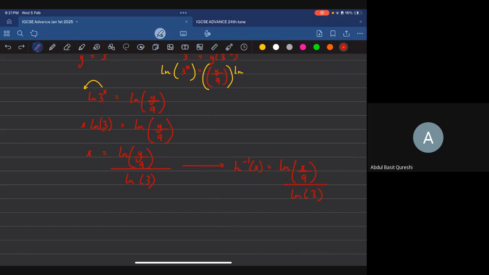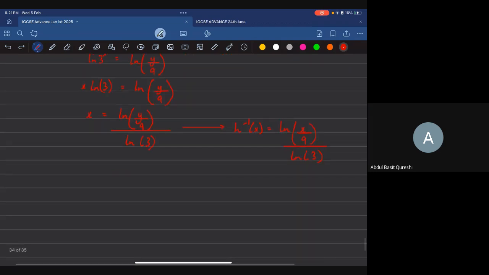Now, Basit, what is it equal to? They are saying find the value of x when h of x is equal to 10. How you're going to solve it is that your h inverse of x is equal to 10. You need to find the value of x, right? But what we're simply going to do is put the value of h inverse of x equal to 10.